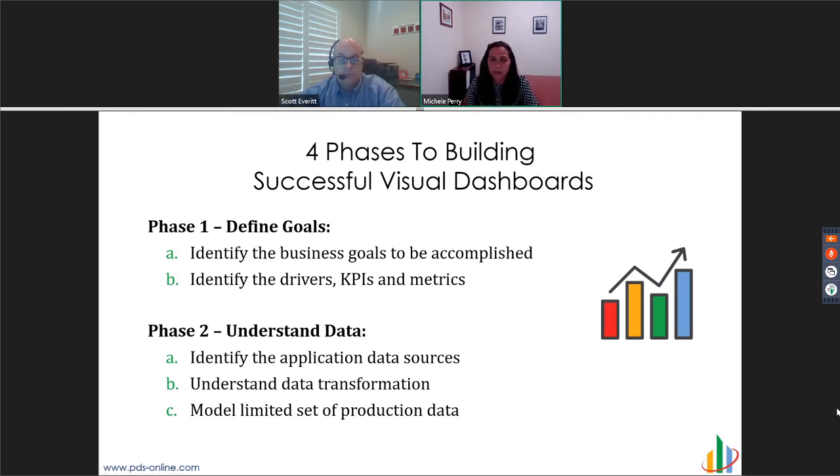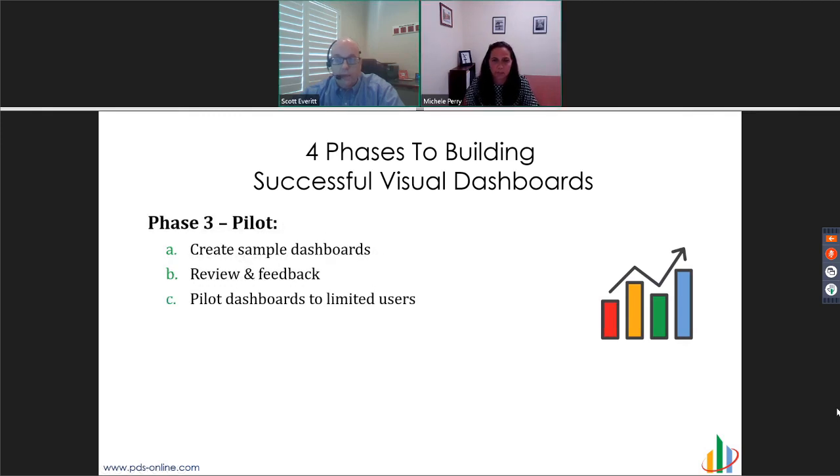And then this is where Excel definitely can come in. Maybe I model a small set of data to make sure that my relationships are correct. And then I can use that to build on in the next phase. Yeah, I think that's a key. That's phase 3, the pilot.